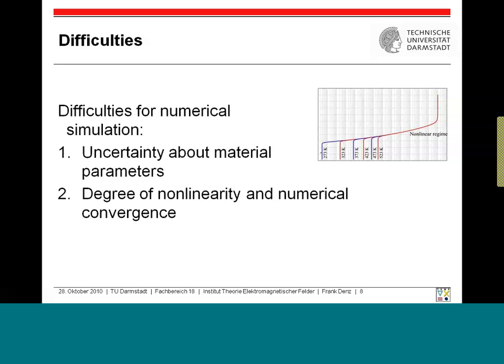The second point is that we have a degree of nonlinearity which is very large. If our potential is changing slightly, we can have a new solution which has a very different electric field strength, and the conductivity may be completely different. That means that our solution is converging very slowly or not at all. And the other problem is that we have to calculate the electro-thermally coupled problem. That's probably the smallest problem.